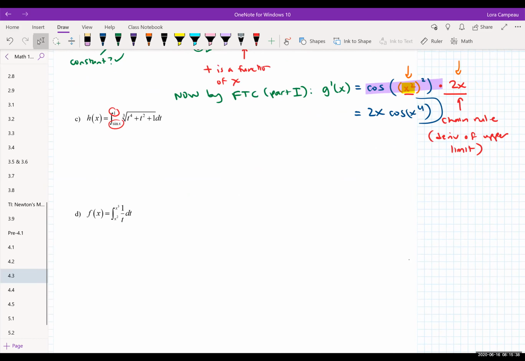before we can even do that, we're going to use the properties to switch it. So I'll look at this and say, well, if I use the properties, I can switch the places of the upper and lower limits. So if that is the case, I now have a 1 as the lower limit and a sine of x as the upper limit. I have not changed anything else. The integrand is still there. So it's the cube root of t to the 4th plus t squared plus 1 with respect to t.